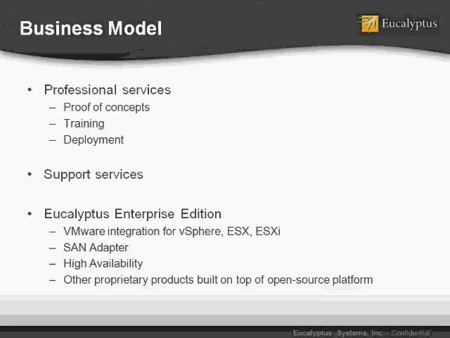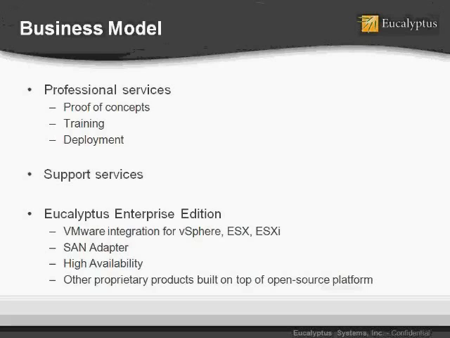With this edition, we sell specific bolt-on technologies to the open source core. For instance, we have a specific product that allows you to integrate with your VMware infrastructure. The open source edition allows you to leverage Xen or KVM hypervisors as the virtualization technology, and you're free to, of course, use our open source product with Xen or KVM. But if you do want to use Eucalyptus with VMware, we sell a product for that.